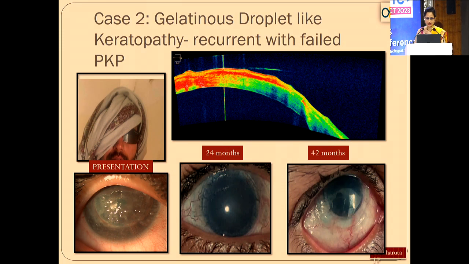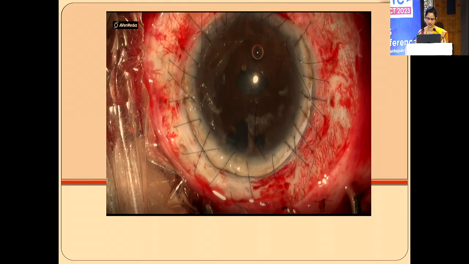The second case we had was gelatinous droplet-like keratopathy, in which there was recurrence. This patient was sitting in my OPD like this with a black glass, and despite the black glass was covering his right eye. He had extensive gelatins and a failed graft underneath it. So we went ahead and did a large graft for him, and this is an intraoperative photograph.